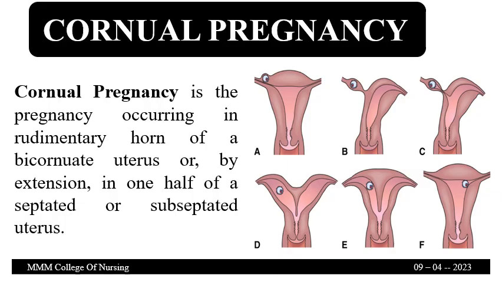The next type is the cornual pregnancy. The cornual pregnancy is a pregnancy occurring in the rudimentary horn of a bicornuate uterus or extension in one half of a septated or subseptated uterus. So rudimentary means the uterus will be in two halves. Bicornuate means two-horned uterus, and in one cornual end the pregnancy will occur. That's called cornual pregnancy, or the uterus can be fully septated or subseptated. So in all these types, if the pregnancy is occurring in the cornual end, then that's called cornual pregnancy.